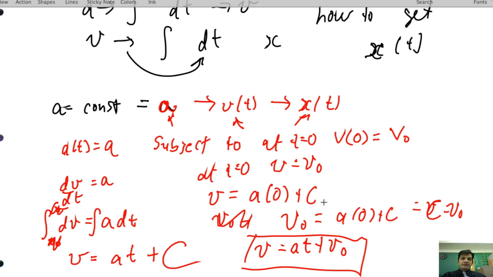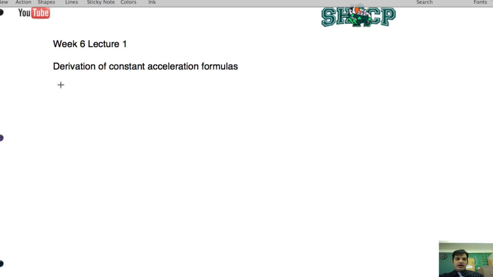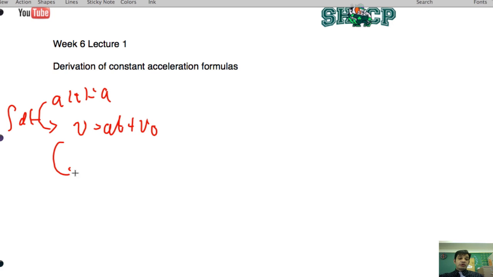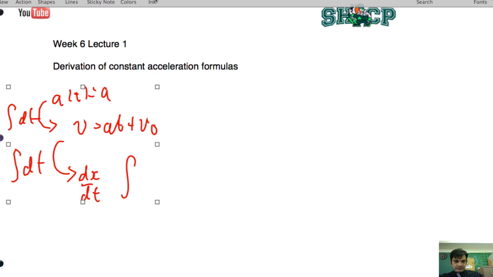Now, you guys are going to have to write smaller than me. I'm going to delete all this, and I'm going to do this integral again. So now I've gone from a of t, which is a, and integrated once to get v equals at plus v naught. Now I'm going to do one more integral. So I'm going to integrate dx/dt equals at plus v naught, and I'm going to integrate both sides again.